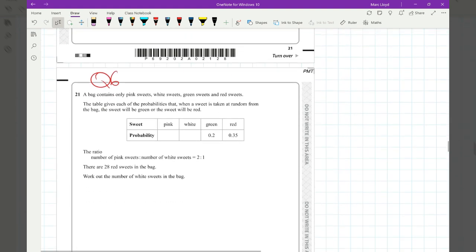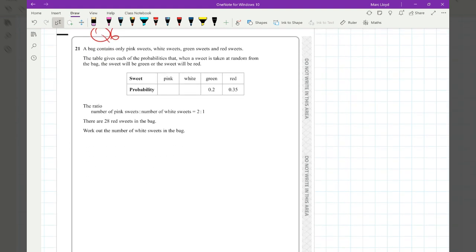Okay, question 6, then we're going to pause for the next part because this is quite a big paper, so there's 11 crossover questions rather than 10. So a bag contains only pink, white, green, and red sweets. The table gives the probabilities that when a sweet is taken at random from the bag, the sweet will be green or it'll be red. The ratio of pink sweets to white is 2 to 1. There are 28 red sweets in the bag. Work out how many white ones there are.